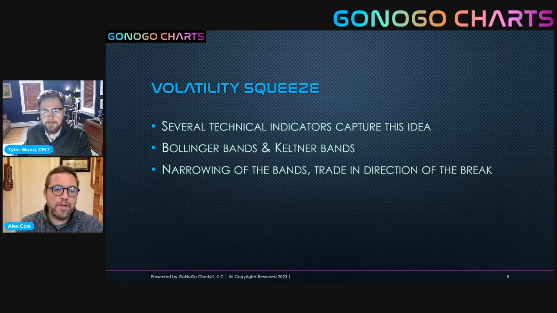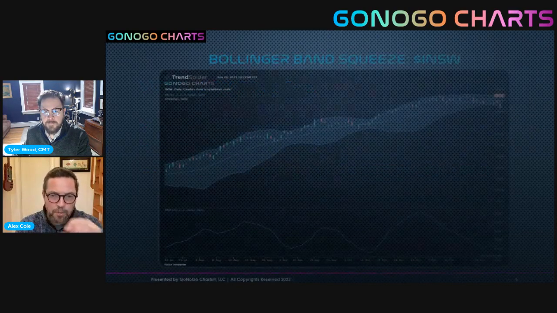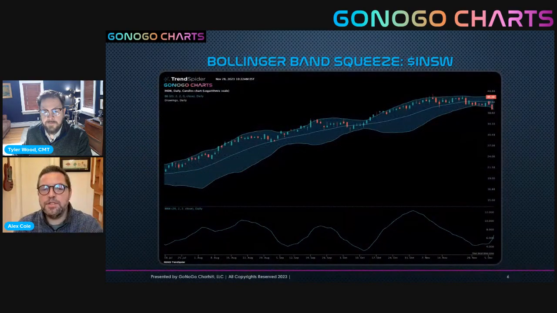Now, if we go on from here, we can have a look at an example. What we've got on the chart here is the Bollinger band indicator around a chart of INSW, which is International Seaways. This is from some time ago. And you can see how in the middle of that chart, those bands get really, really narrow as price has moved really sideways for a period of time. And you can even see the candles have become very small and price is moving sideways, not a lot of price movement in either direction.